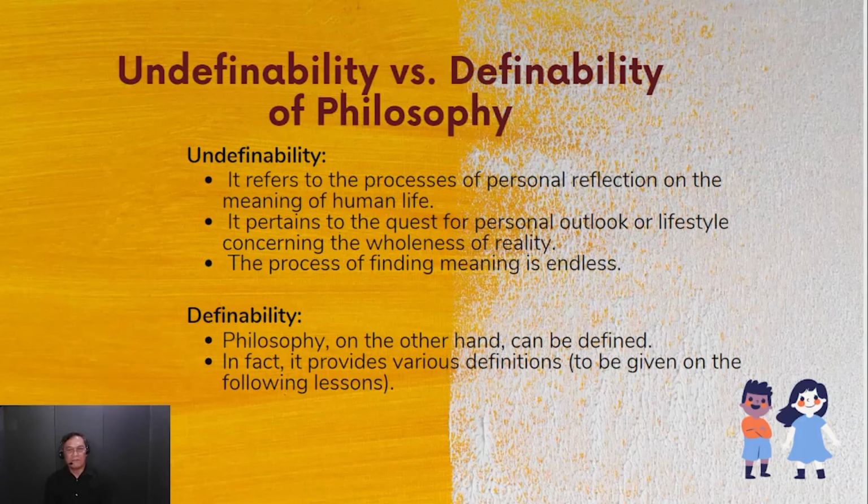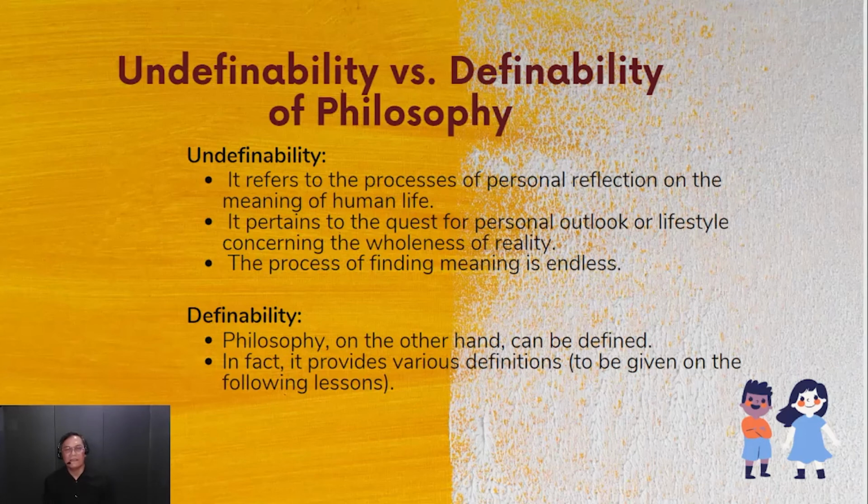So we can say at this point that philosophy can be likened to a coin. A coin has two sides. Looking at one side of the coin, you can say that philosophy cannot be defined. But looking at the other side of the coin, you can say that philosophy can be defined. And in fact, it provides various definitions. Now, how do we explain it? Well, as I said, our clue is our discussion about meaning and definition.